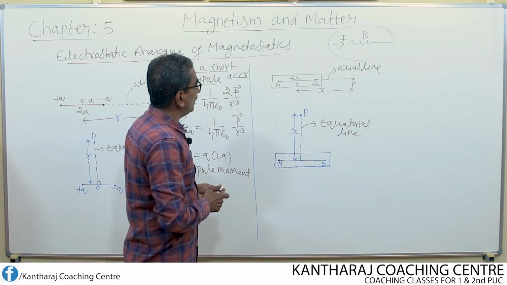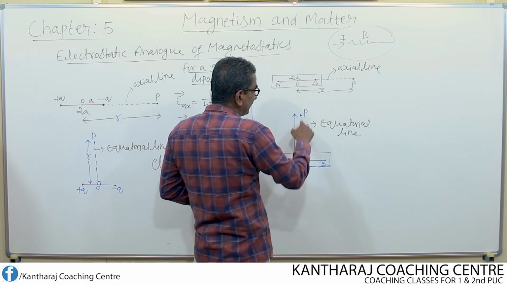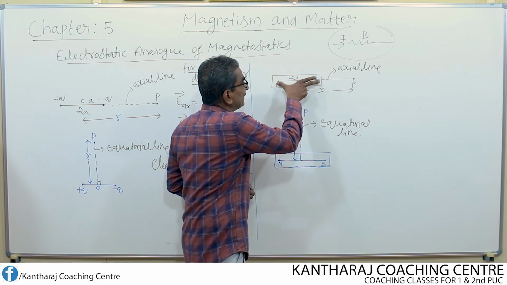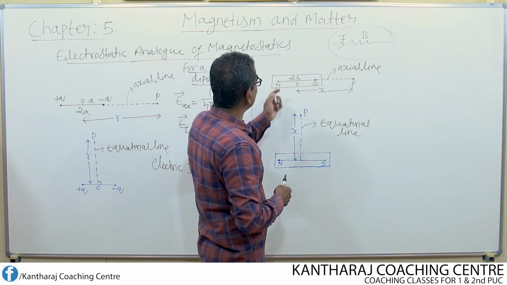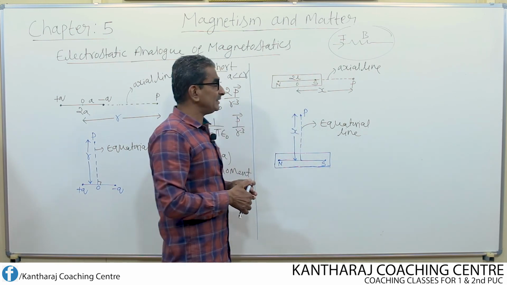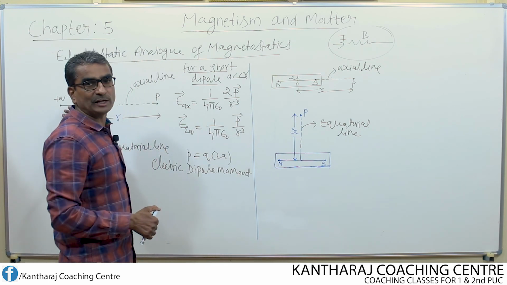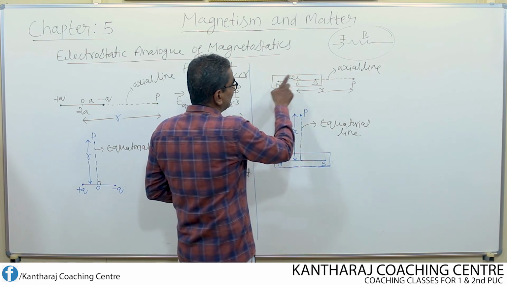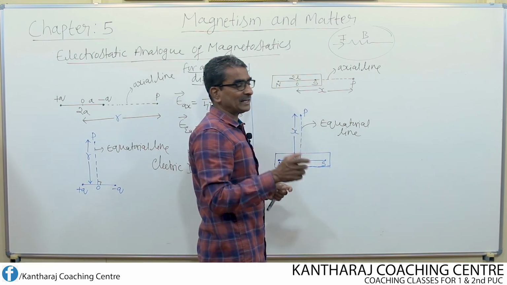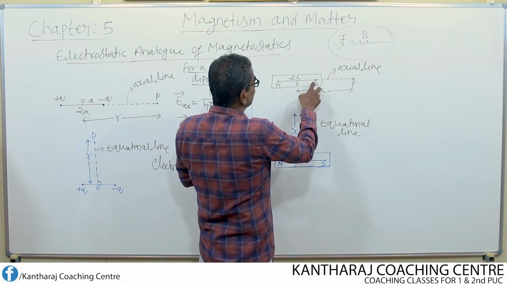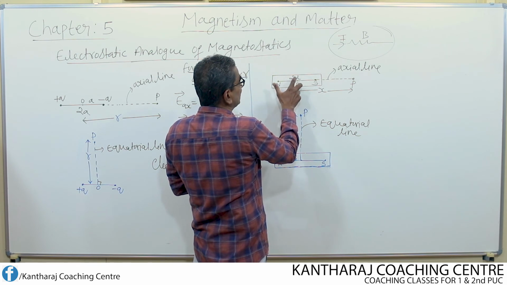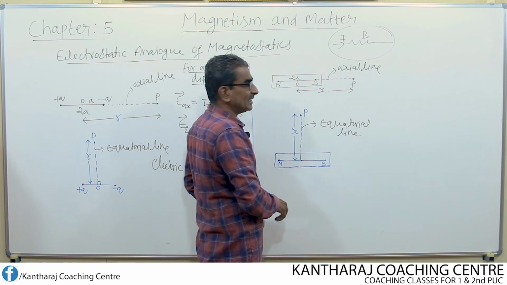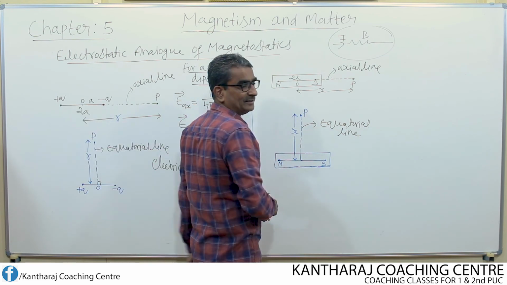Now on the axial line or the equatorial line, what is the magnetic field for a short magnetic dipole? Here once again, what is a magnetic dipole? We said that an electric dipole is nothing but two equal and opposite charges separated by a very small distance. Similarly, a magnetic dipole is nothing but a magnet with two poles, north and south, separated by a very small distance, 2L, which is known as the magnetic length, or the dipole length.